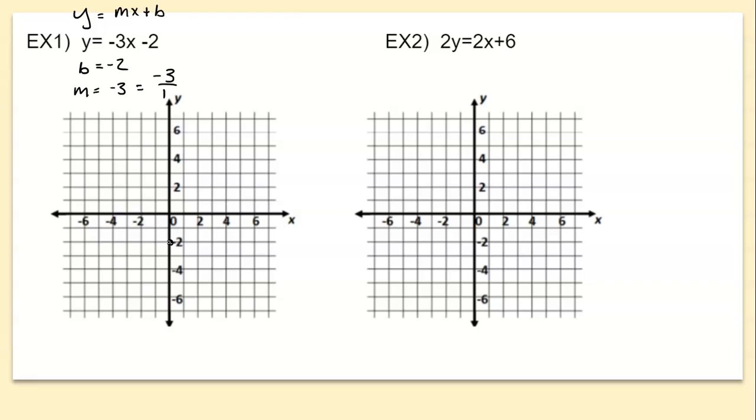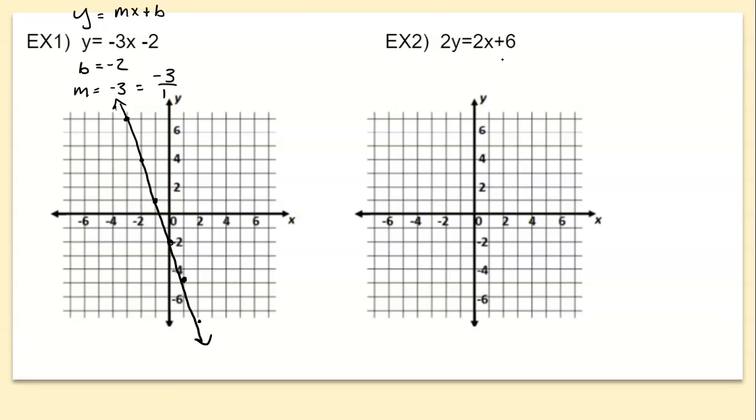So we want to go from this point down 3, 1, 2, 3, and to the right 1, down 1, 2, 3, to the right 1. And we want to plot as many points as we can. So then in the other direction, we'd go up 1, 2, 3, and to the left 1. Right, so we can see it as a negative slope, which is what we want because it is negative. And we're going down 3 to the right 1 each time. So then we draw our line through and put our arrows at the end.